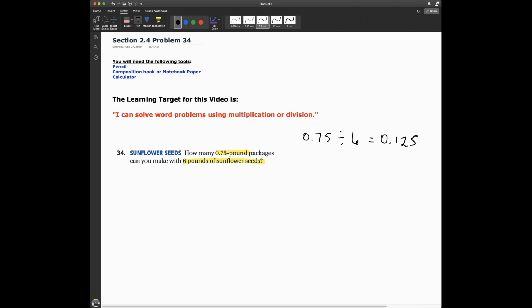I get 0.125. And then students will stare at this answer, and they'll say, wait a second. I can't even get one package of sunflower seeds, so that doesn't make sense. So then what a lot of students do is they'll just move this decimal around and say, well, this is probably right. I'll just say 12.5 or something like that. This is not the correct way to solve this problem.